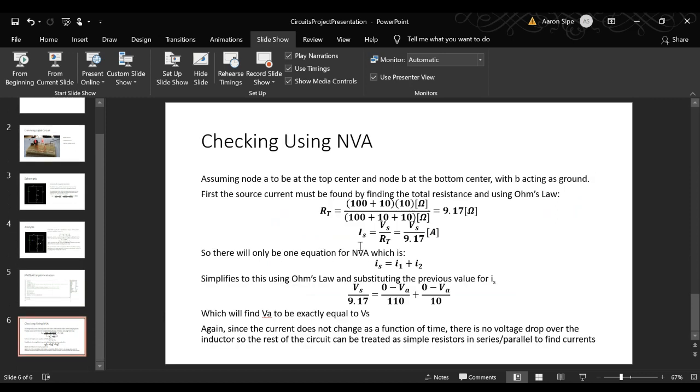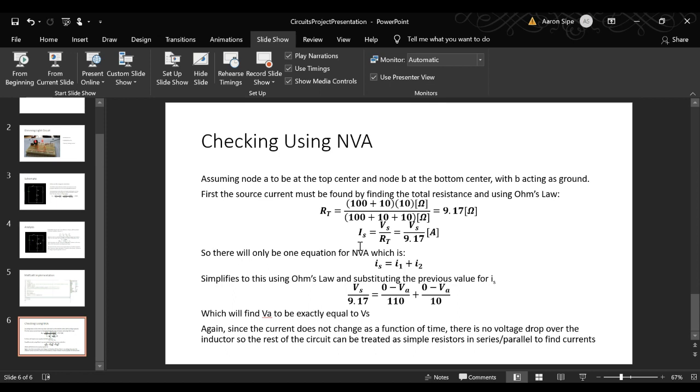Then in order to check the work of using MCA, I used NVA here, and in order to do that, I had to find the total source current, and to do that, I had to find the total resistance of the circuit. And to do that, I just treated both sides of the circuit as resistors in parallel, since the inductor can be ignored again because there's no time rate of change of the current. So doing that, we'll find the total resistance of the circuit to be 9.17 ohms. So the source current will always be the voltage source divided by that 9.17 ohms value.